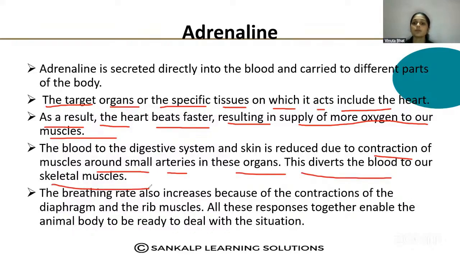So these other cells do not receive the blood; all the blood goes to the skeletal muscles, because this adrenaline hormone prepares our body to face the situation, either we have to run or fight or anything. We need more energy, so it is preparing our body for that. The breathing rate also increases because of the contraction of the diaphragm and the rib muscles.